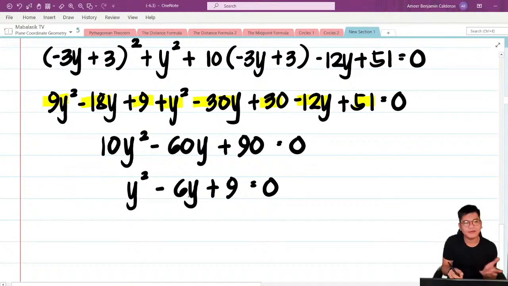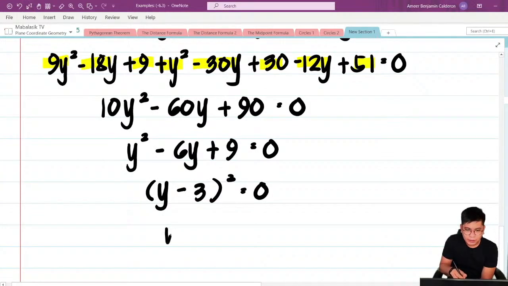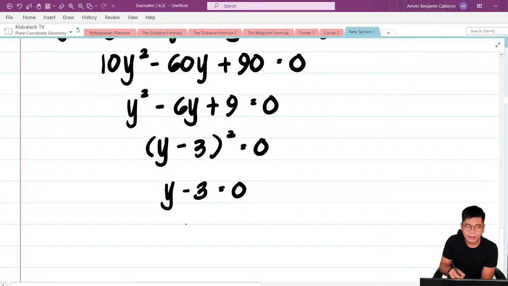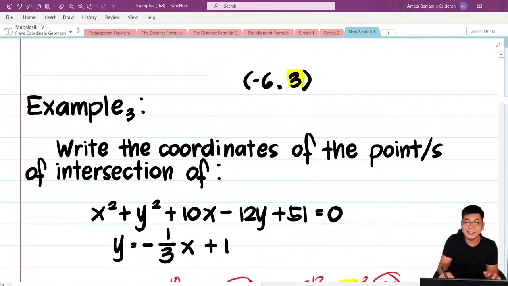Now, this is a perfect square trinomial. The factors are y minus 3 and y minus 3. So, minus negative 3 times negative 3 is positive 9. Negative 3 plus negative 3 is negative 6. So, we apply the zero product property on just one. Kasi parehas naman, di ba? So, y now is equal to positive 3. Is the y coordinate 3? Yes, it's 3. Now, let us solve for the x coordinate.